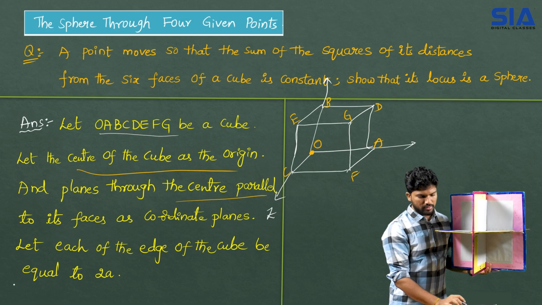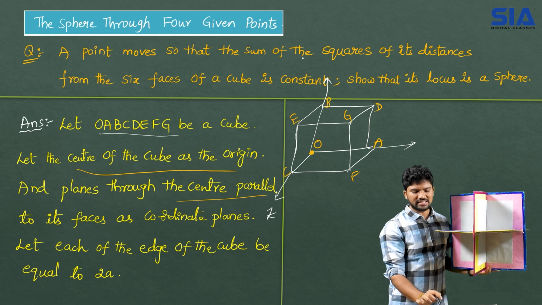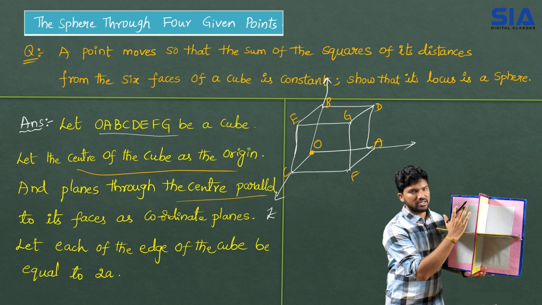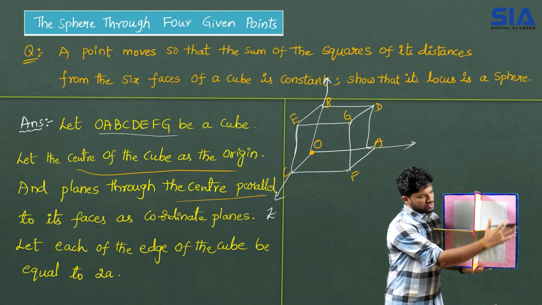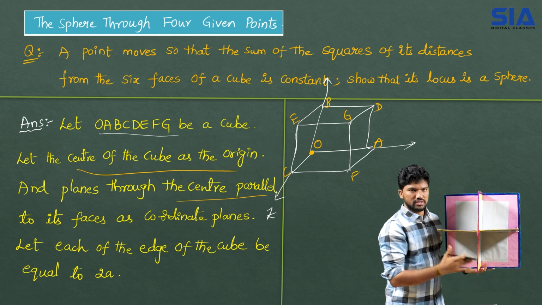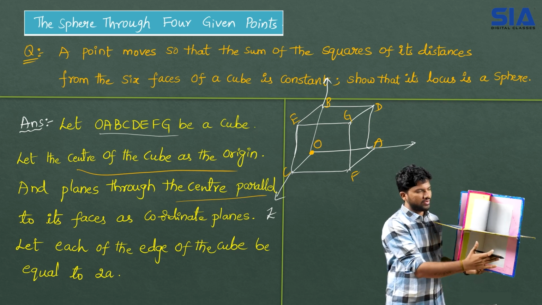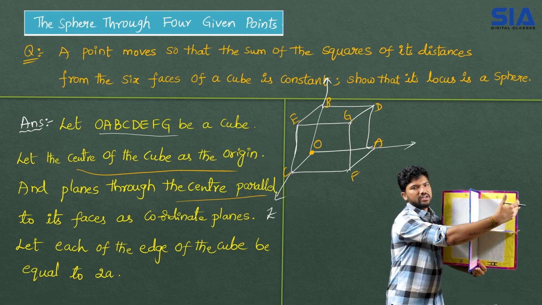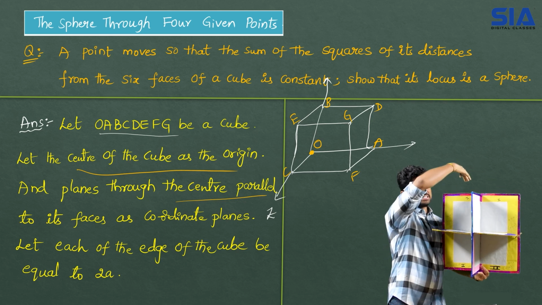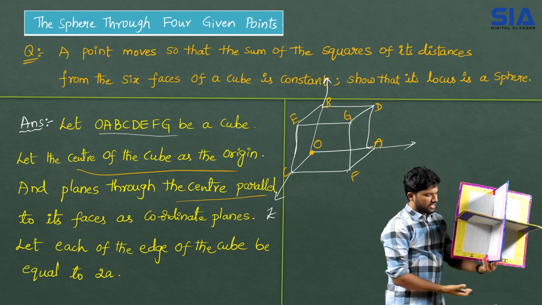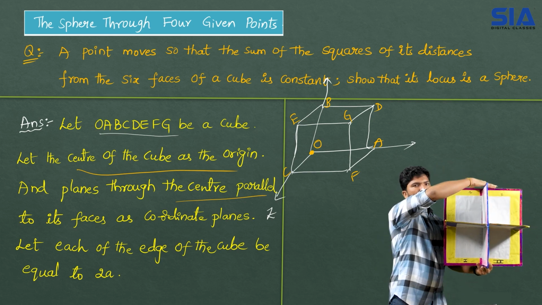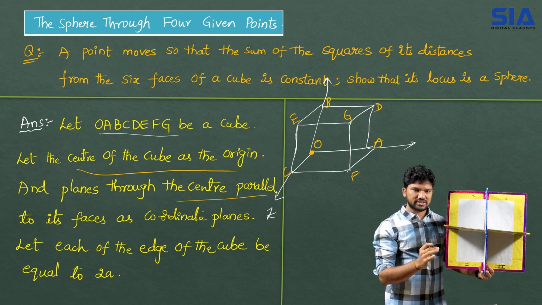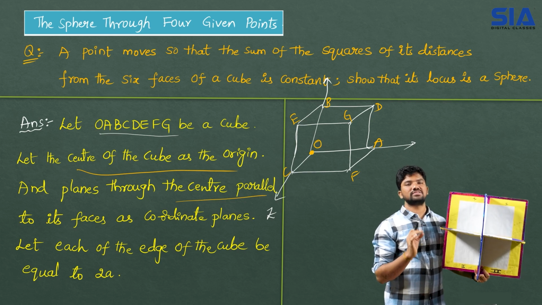Now see the problem: a point moves so that the sum of the squares of its distances from the six faces. Six faces means, if you take this as a cube, this total thing is one face. This total thing is one face, and if I rotate it like this, this is the second face. Outside, the right side is the third face and the back side is the fourth face. Bottom and above, the cube contains a total of six faces. Not only this cube, every cube contains six faces.